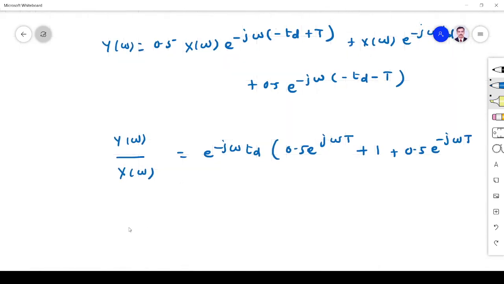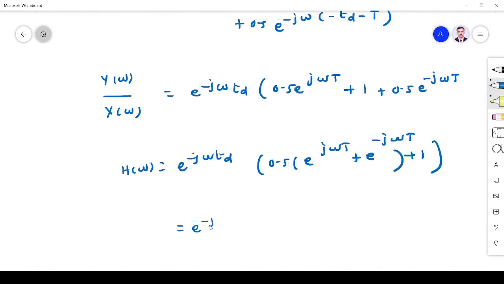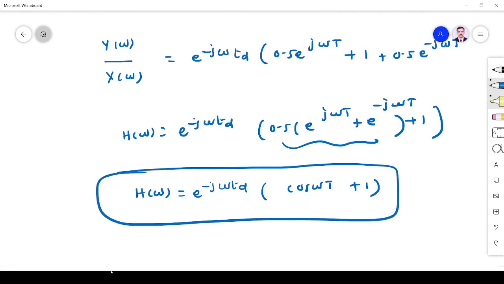Fine. So if I simplify this, h of omega is equal to e power minus j omega td times 0.5 e power j omega t plus e power minus j omega t plus 1. It will be equal to e power minus j omega td times one by two e power plus j, e power minus j, that is cos omega t, plus 1. So h of omega is equal to e power minus j omega td into cos omega t plus 1, right? Okay.